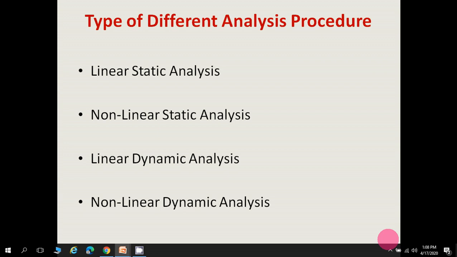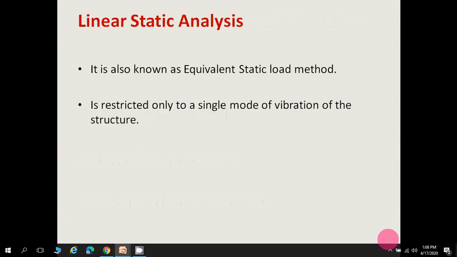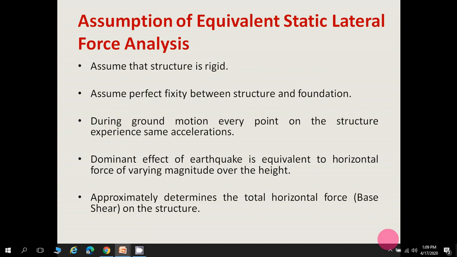So these are the four types of different analysis procedures, out of which I will be discussing linear static analysis in this particular slide or lecture. Linear static analysis is also known as the equivalent static load method, and it is restricted to a single mode of vibration or a single degree of freedom system of the structures. So what are the assumptions while going for analysis using equivalent static lateral force analysis? It assumes that the structures are rigid.